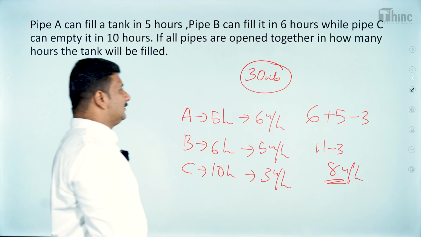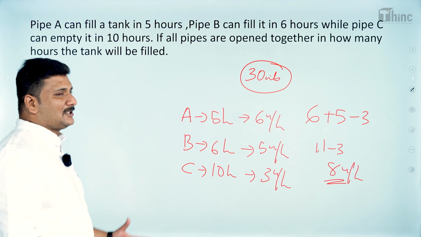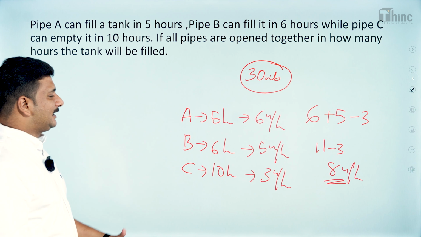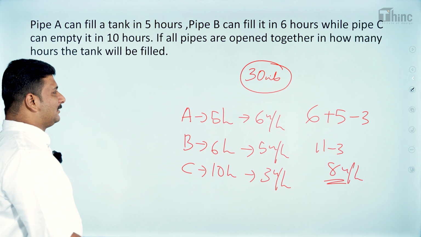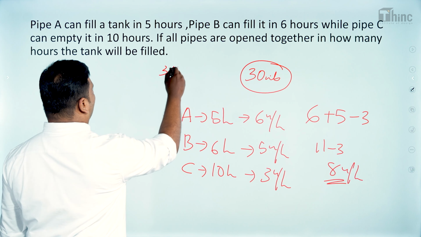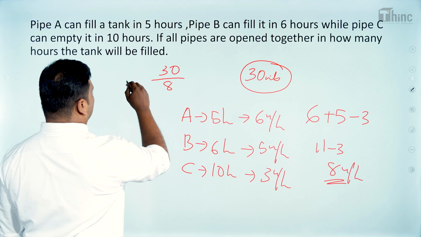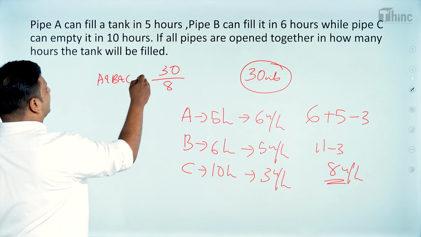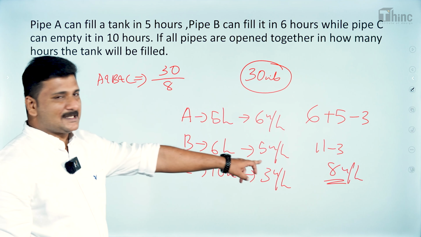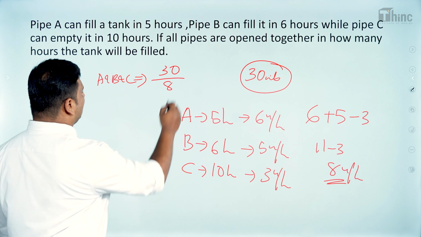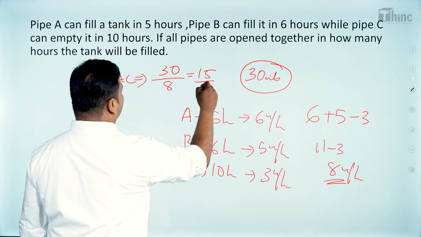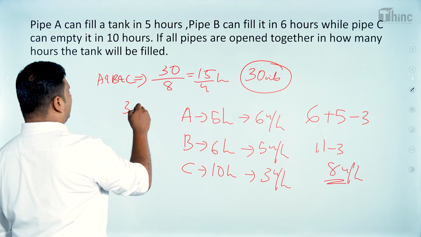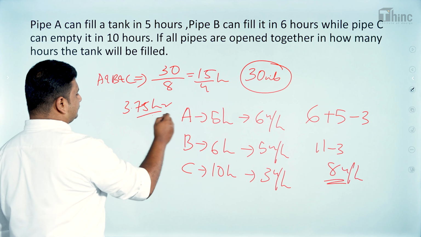So what is the total number of units? 30 units is the total capacity of the tank. If all the 3 pipes are opened together, 8 units is what is filled in 1 hour. So 30 units will be filled in how many hours? 30 by 8, which is 15 by 4 hours. So 3.75 hours will be the correct answer.